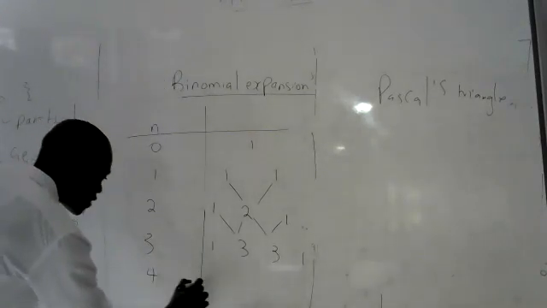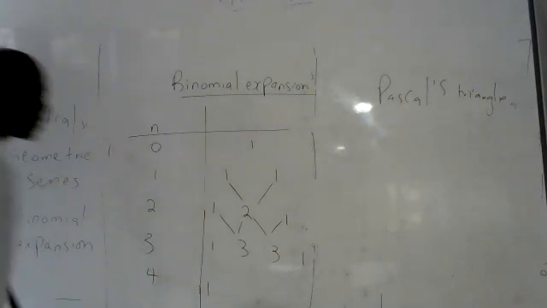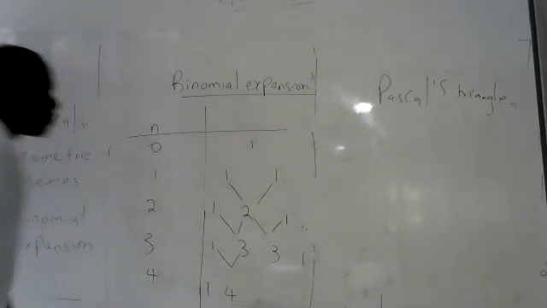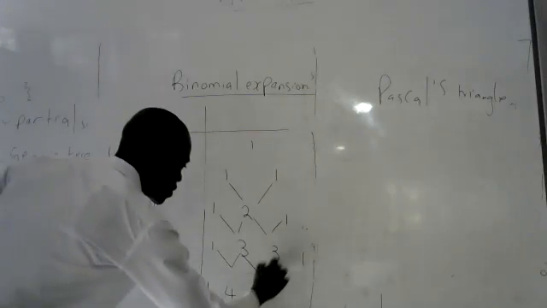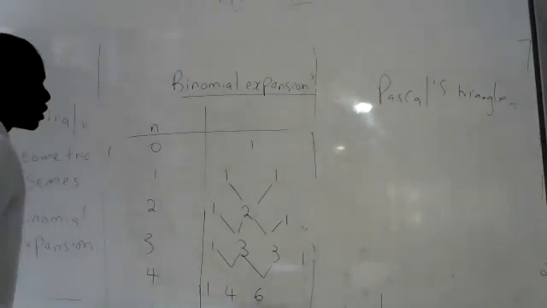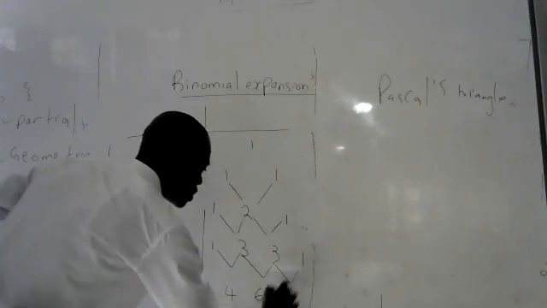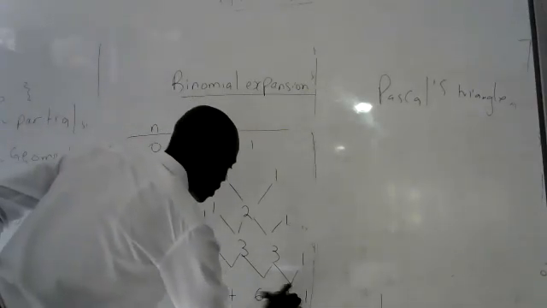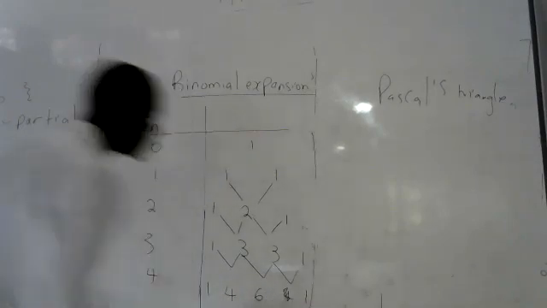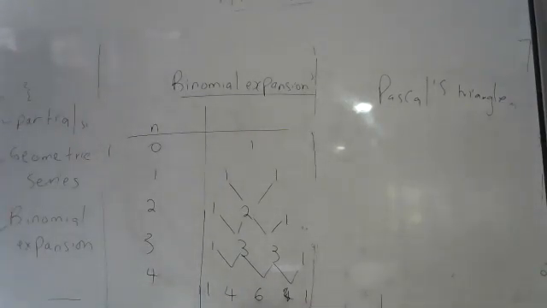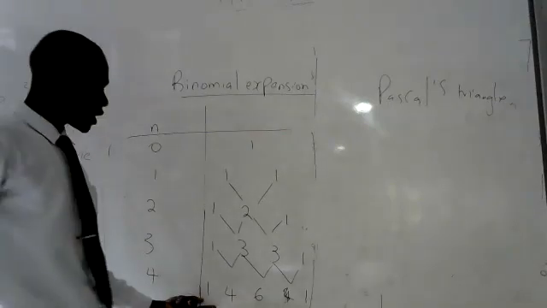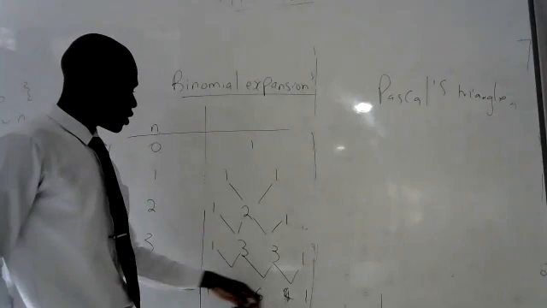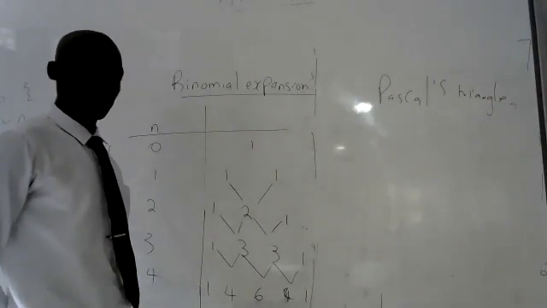So let's see, at 4, I'll start with 1. The next term will be 1 plus 3, 4. The next term will be 3 plus 3, which is 6. The next term will be 3 plus 1, which is 4, sorry. The last term will be 1. And you notice that as expected, there will be 5 terms because the coefficients are 1, 4, 6, 4, 1.